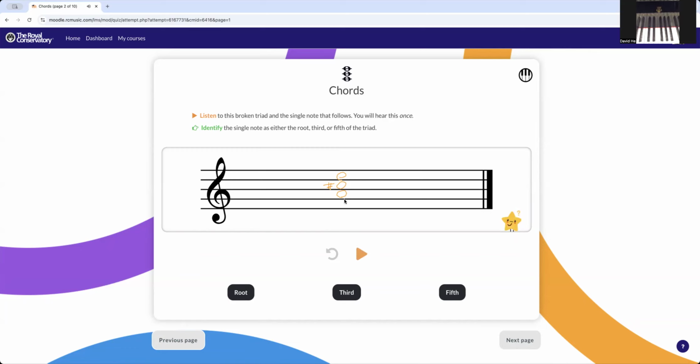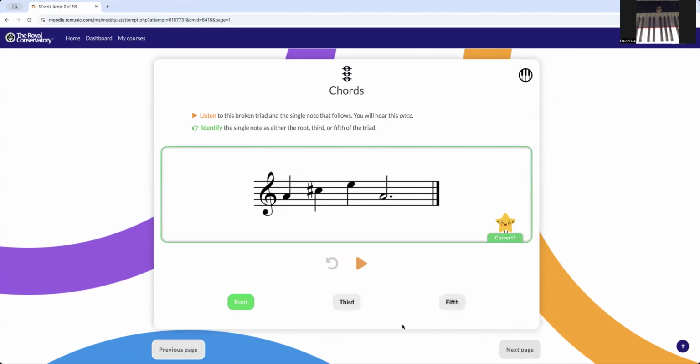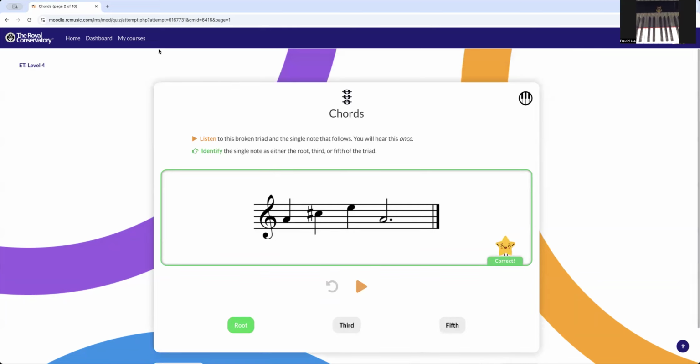Okay, it's the bottom one, so that's a root, right? So the correct answer is major chord, and then the note is root. Okay, A, C sharp, and E, back to the A. That's level 4. Let's keep going.